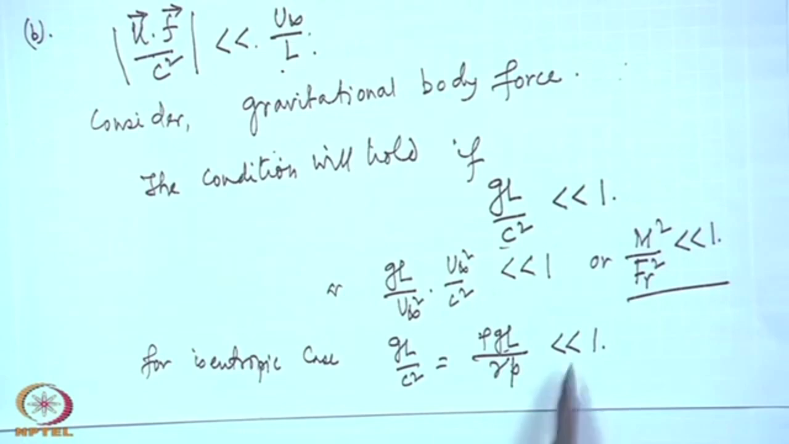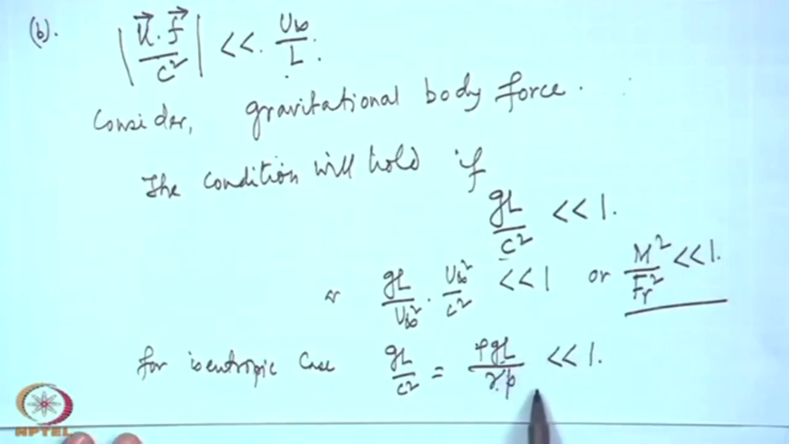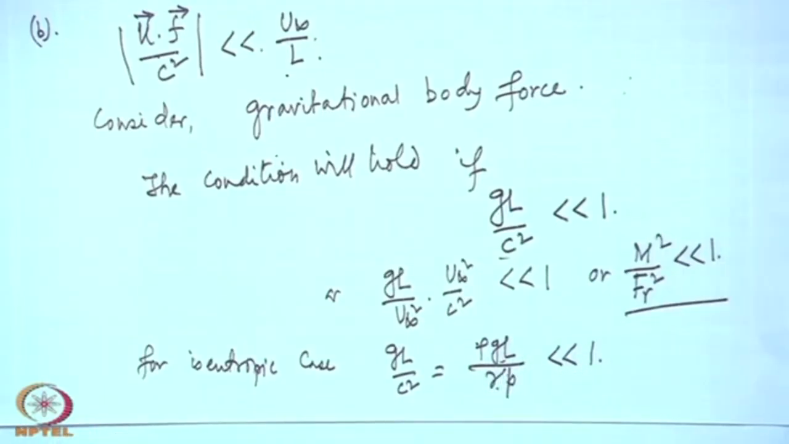So, you see this. Gamma we can forget, gamma is of the order of 1. So, gamma has no contribution. If rho g l by p, now p let us say consider air, where p is the atmospheric pressure, which is again of the order of 10 to the power 5 Pascal. So, this will be of the order of 1 only if rho g l is also of the order of 10 to the power 5. If it is much smaller than that, then of course, this condition is satisfied.